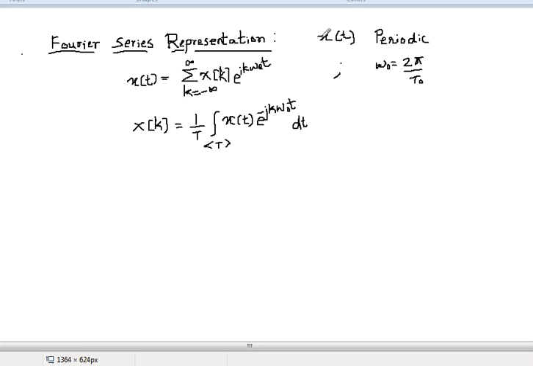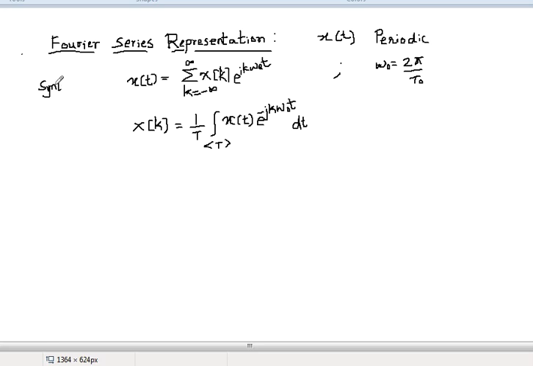Let's consider a continuous time periodic signal, and the periodic signal will have some fundamental period. Let's say its fundamental frequency is given by omega naught is equal to 2 pi by T, or let's say T naught. And we know the signals are periodic when they repeat themselves after a certain interval of T. Then in Fourier series representation, we need to learn both of these equations. The first one is referred to as the synthesis equation, and the second one is referred to as the analysis equation.